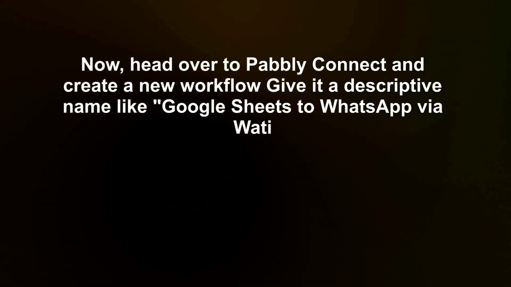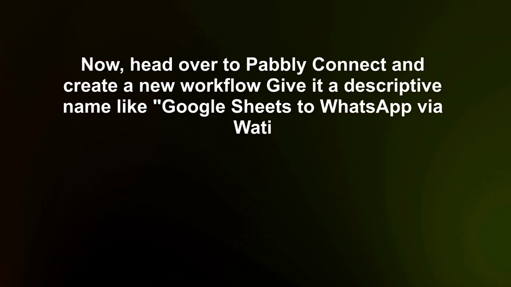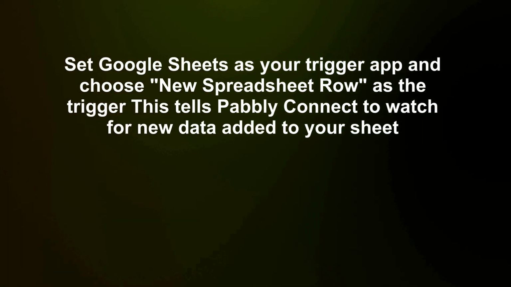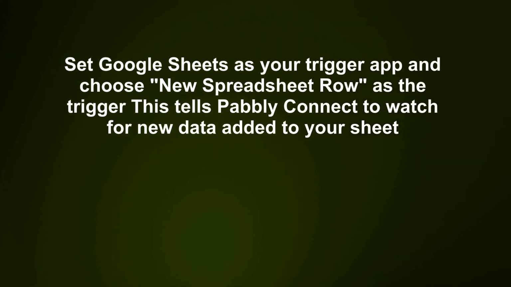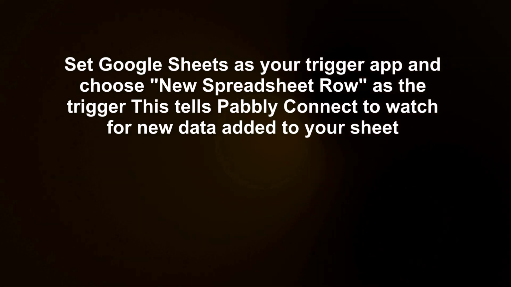Now, head over to Pabbly Connect and create a new workflow. Give it a descriptive name like Google Sheets to WhatsApp via Wati. Set Google Sheets as your trigger app and choose New Spreadsheet Row as the trigger. This tells Pabbly Connect to watch for new data added to your sheet.